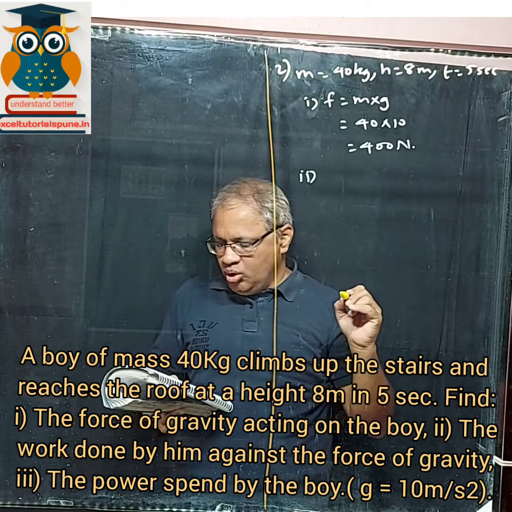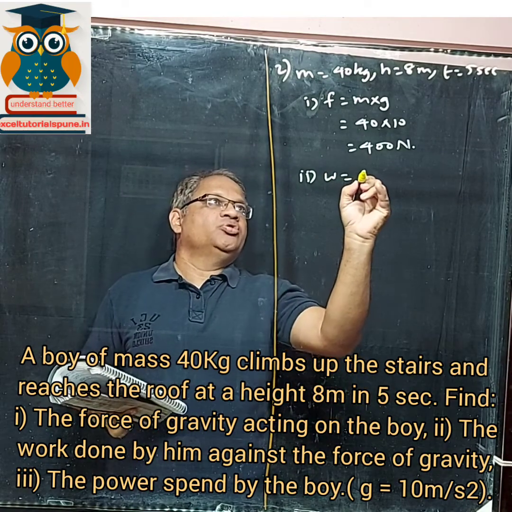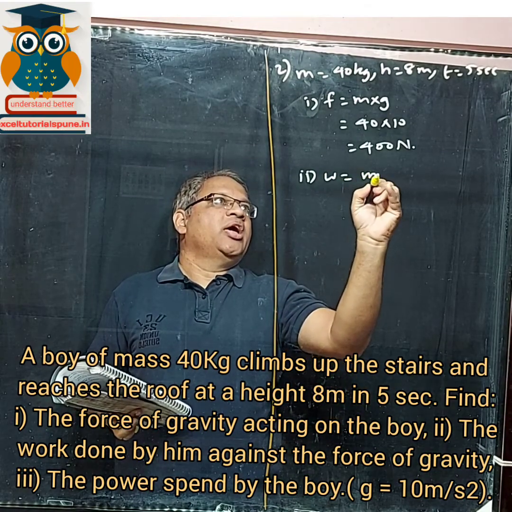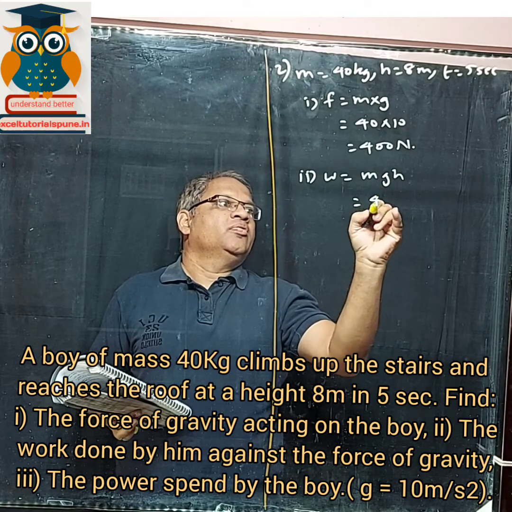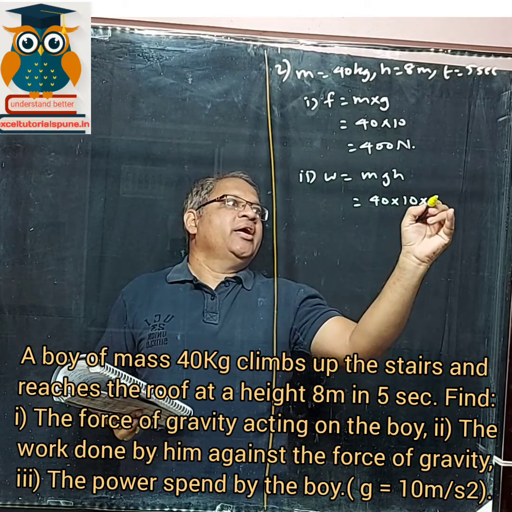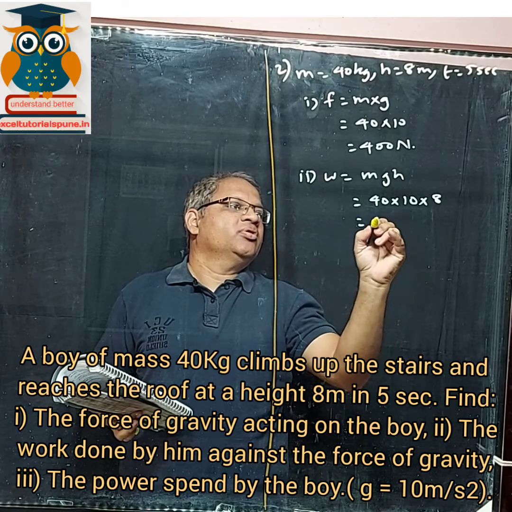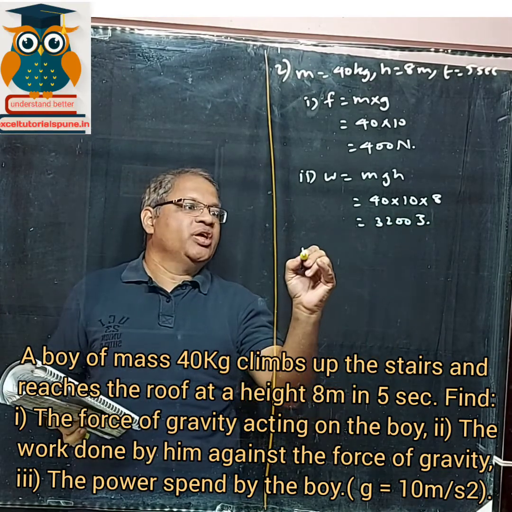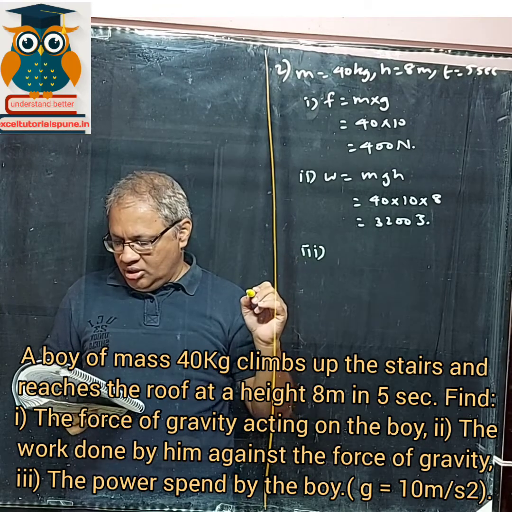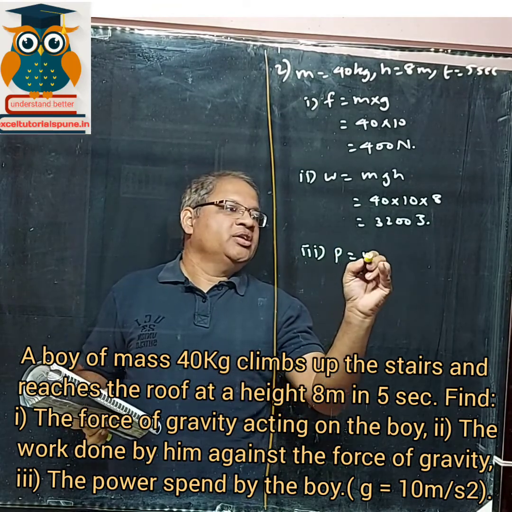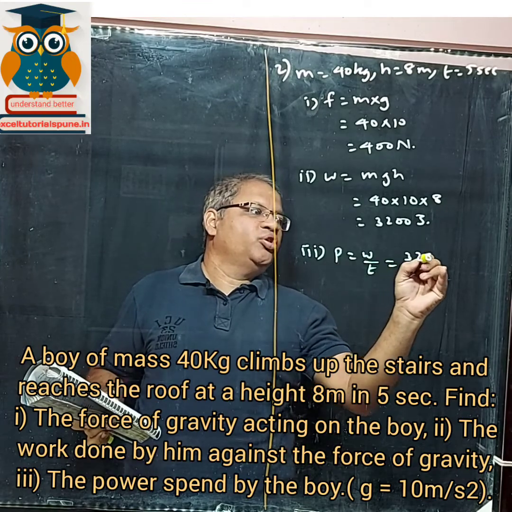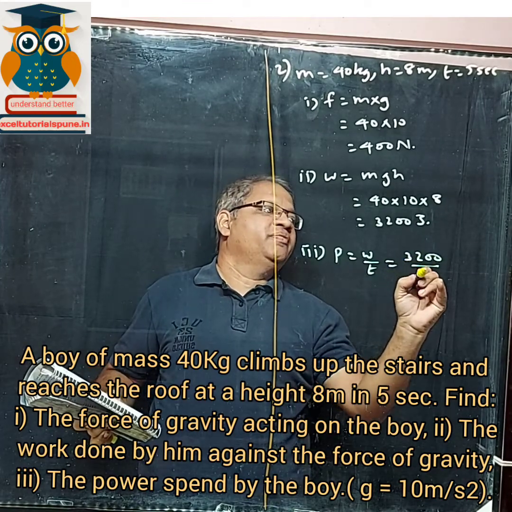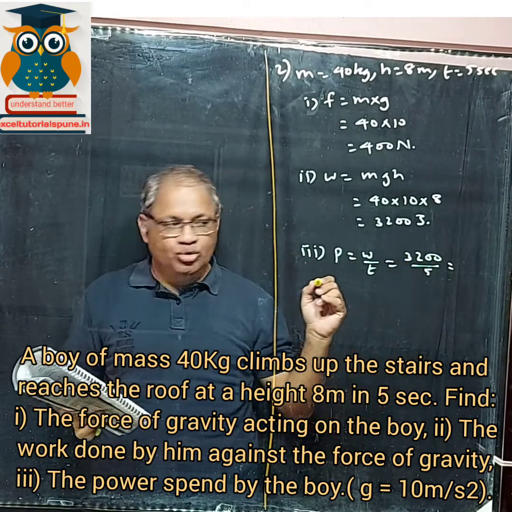Second part, the work done. So W is equal to mgh. 40, gravity is 10, height is 8. So 3200 joules. Then third is power. Power is work upon time. Work we found out 3200. Time they have given 5 seconds. So it is coming to 640 watt.